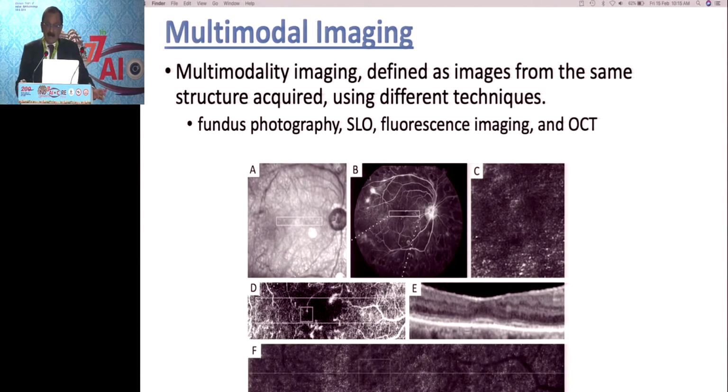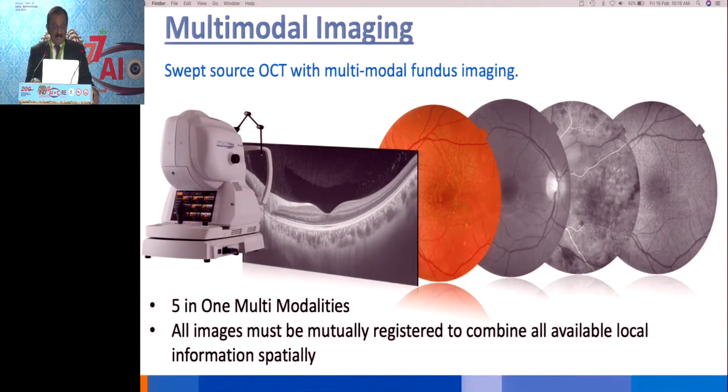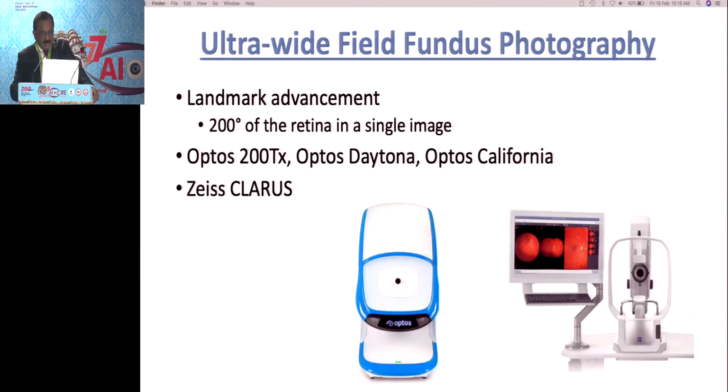Then came the multimodal imaging. Of course, it is there, using the different techniques, and how you are able to arrive at a diagnosis is more useful in conditions like age-related macular degeneration or PCV. But of course, it is combining these modes. It is important that they are mutually registered to make a meaningful decision or interpretation of these images.